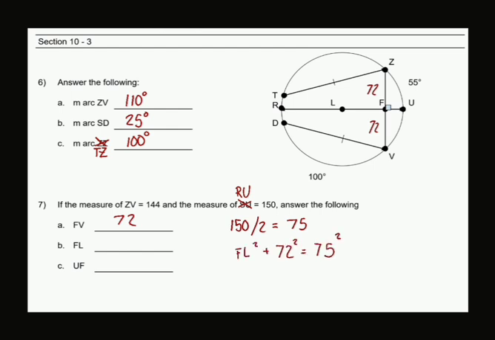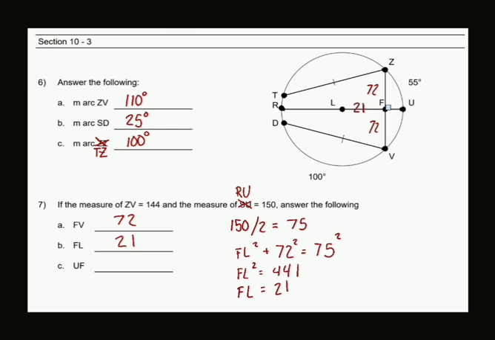Now we're looking for FL. FL is part of a right triangle. You don't see it because the LZ is not marked, but FL squared plus Z squared equals 75 squared. You may be wondering where I got this 75 from. Well, turns out that LZ is a radius of a circle, which means it is 75. 75 squared minus 72 squared is 441. The square root of 441 is 21. And that means FL is 21.